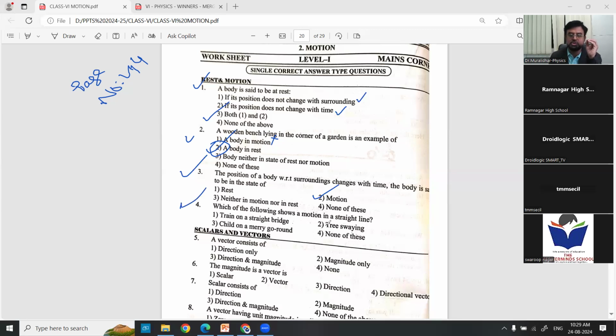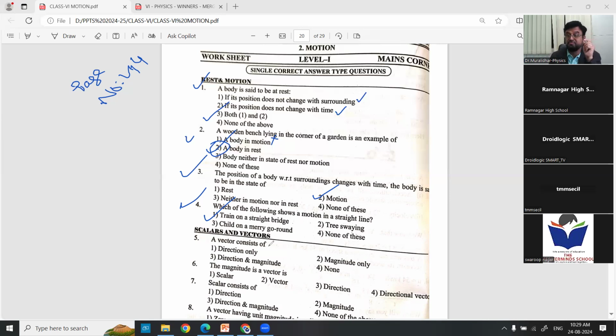Question number 4. Which of the following shows motion in a straight line? That is called rectilinear motion. Train on a straight bridge, tree swerving, child on a merry-go-round. Merry-go-round is round. So the answer is train on a straight line, an example of straight line motion, because tree swerving is vibratory motion and child on merry-go-round is circular motion. So answer is 1.